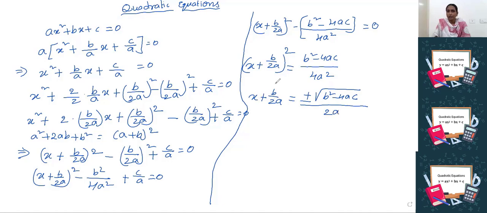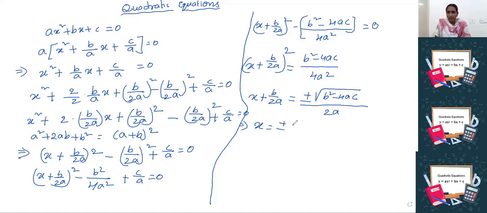x plus b by 2a, here the square root cancelled and we got x plus b by 2a equal to, here applying square root, when we are getting roots, we will get plus or minus. So square root of b square minus 4ac by square root of 4a square, which is 2a. In the next step, I am sending this b by 2a to RHS.